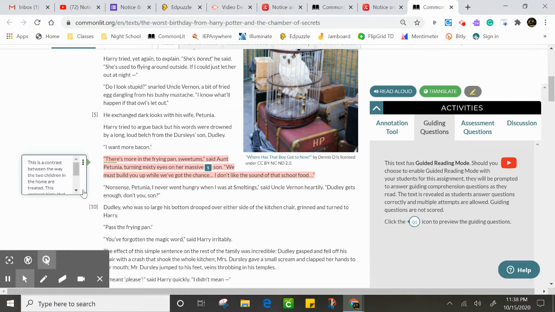All right, did you get that one right? I said in my annotation here that this is a contrast between the way the two children in the home are treated. Then I speculated, or made an inference, that this contrast might be hinting at the fact that one child, Dudley, is clearly favored over Harry, the other child. So I could even go a little bit further and say that this might be setting up some conflict between Harry and his cousin.